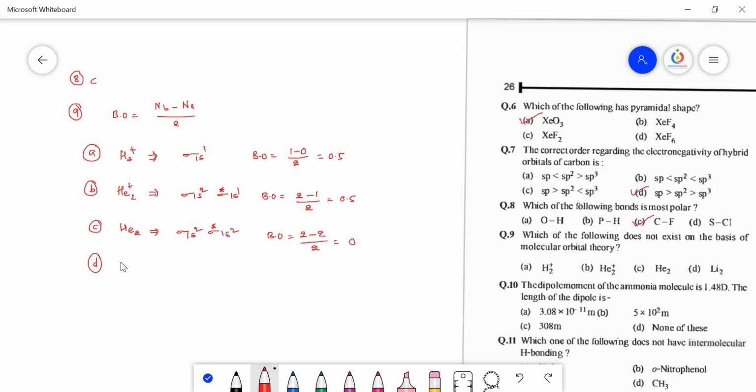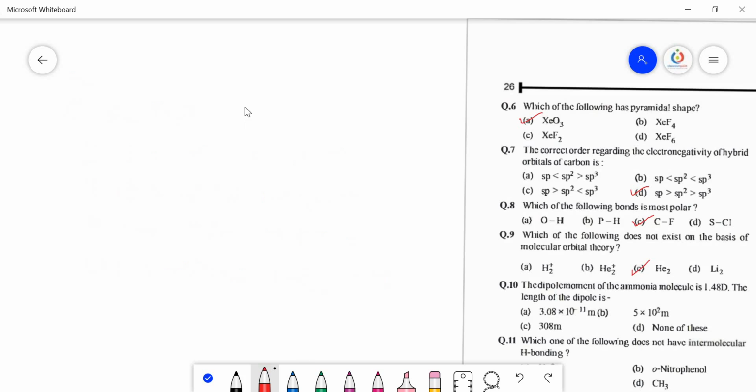Even if you take lithium, Li2. Here 6 electrons, each lithium 3 electrons. So sigma 1s2, sigma star 1s2, sigma 2s2. So totally 6 electrons, and bond order equals bonding electrons, here 2 plus here 2, 4, minus anti-bonding electrons 2, divided by 2. So it is 2 by 2, which equals 1. So the Li2 molecule can also exist. So the one that does not exist is He2. Option C is correct. Let's solve question number 10.